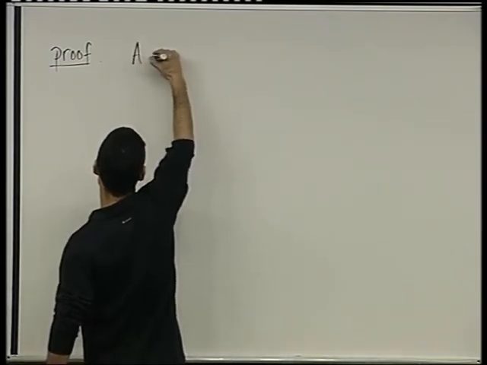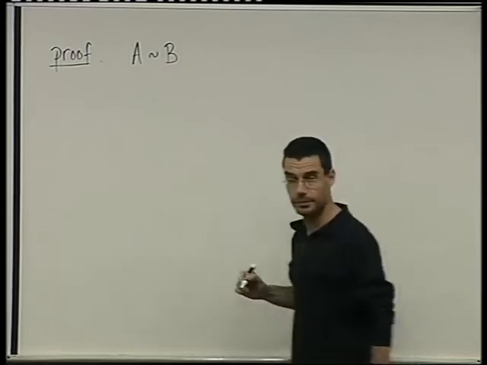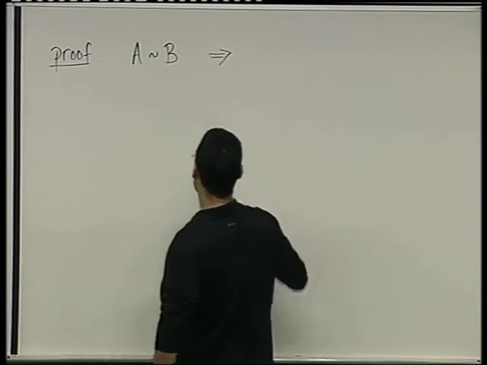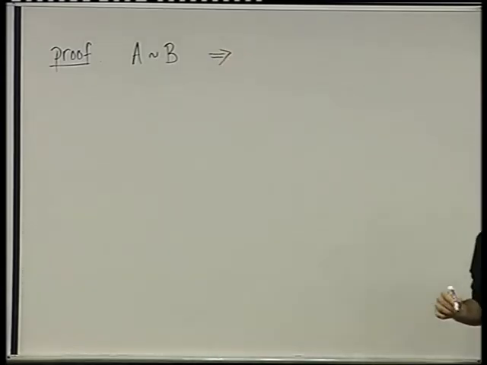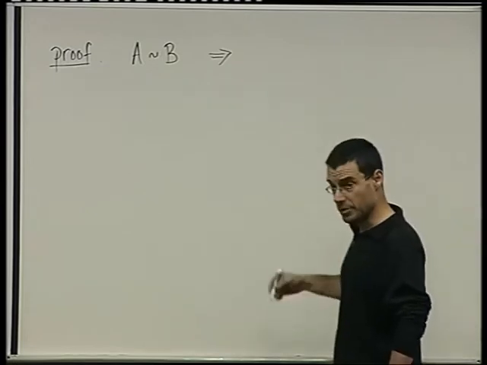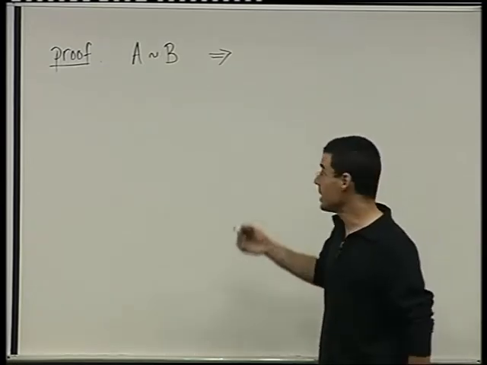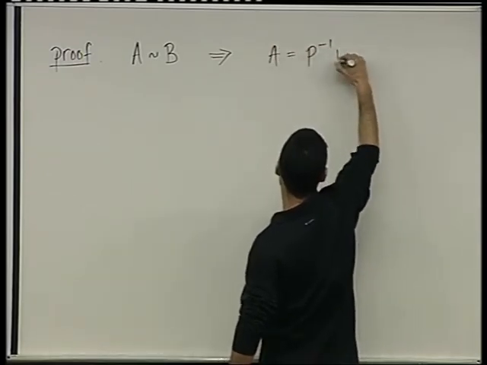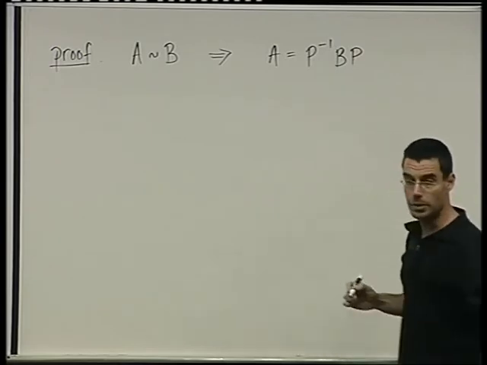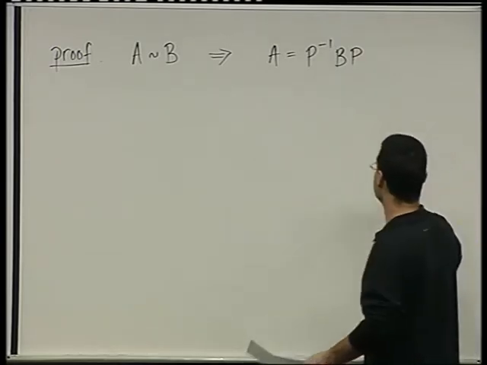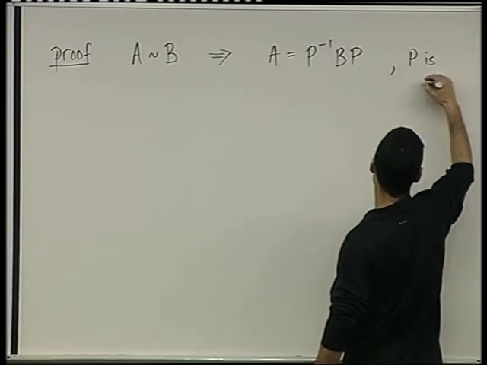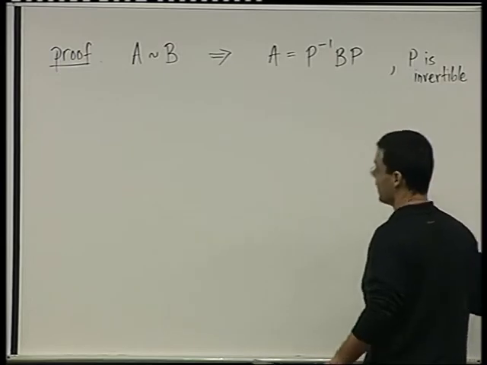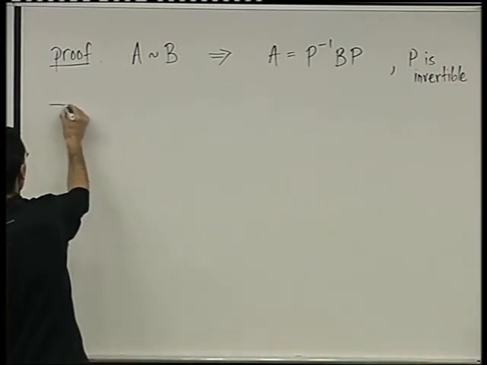The data is that A and B are similar, right? Take two similar matrices. This implies, by the definition or by a theorem that says that it's an equivalent definition, that there's an invertible matrix P such that A equals P inverse BP. Do you agree? Okay. And P is invertible. So that's by definition.